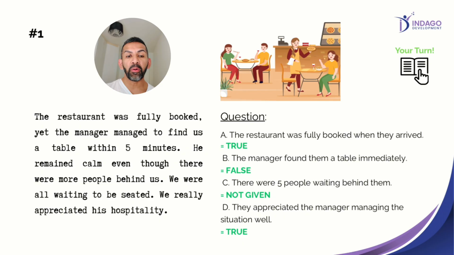C, there were 5 people waiting behind them. Well, line 5 says there were more people behind us. It doesn't say how many. So actually, that's a not given. There's not enough information to state it was 5. And D, they appreciated the manager managing the situation well.